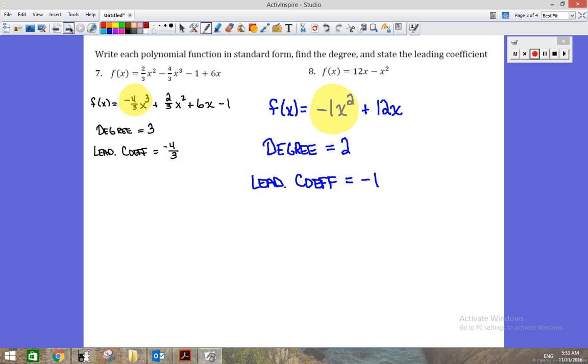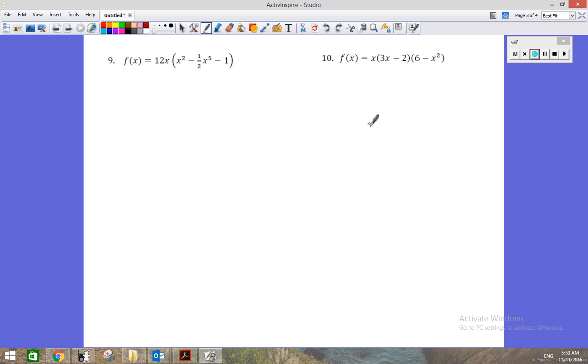Alright, so let's move on to the next ones. The directions are the same. Now, here we're going to have to multiply this out. If we distribute the 12x through, half of 12 is 6. So we have 3 terms. The term with the largest exponent is this negative 6x to the 6th.